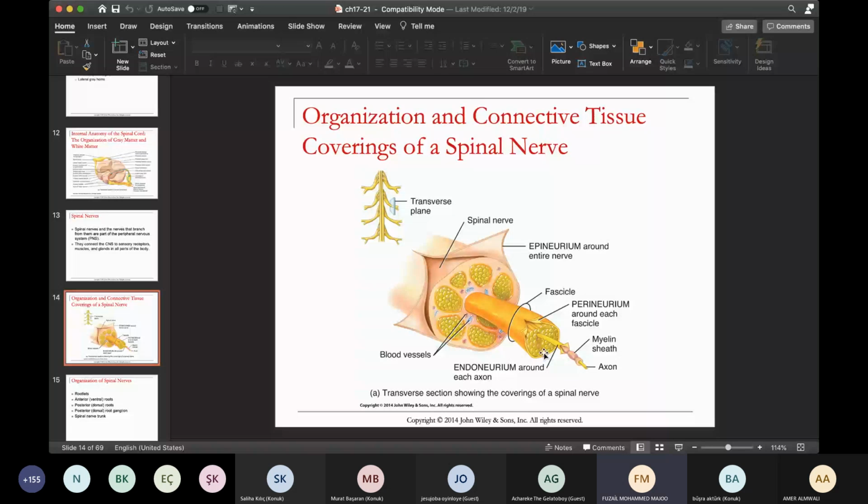What's next? Perineurium, epineurium, endoneurium. Okay. So this perineurium is holding many axons or many nerve fibers into bundles, and these bundles are called fasciculi. Singular would be fascicle, and fasciculi is plural.